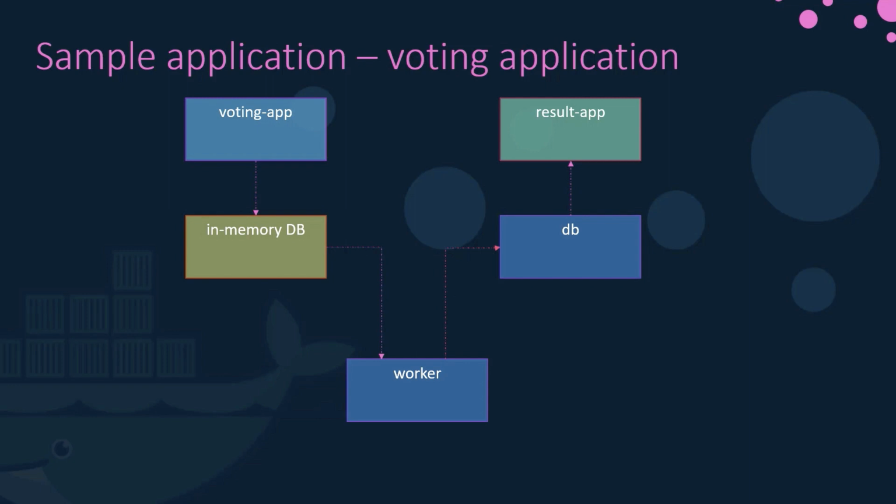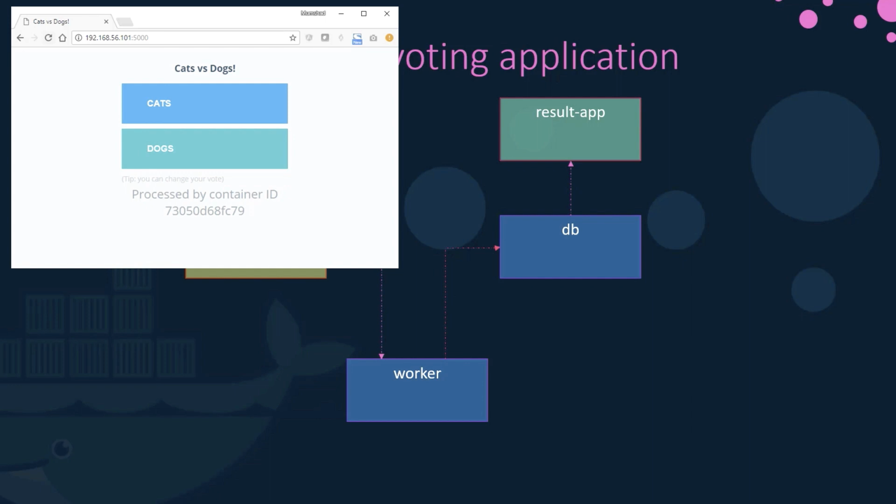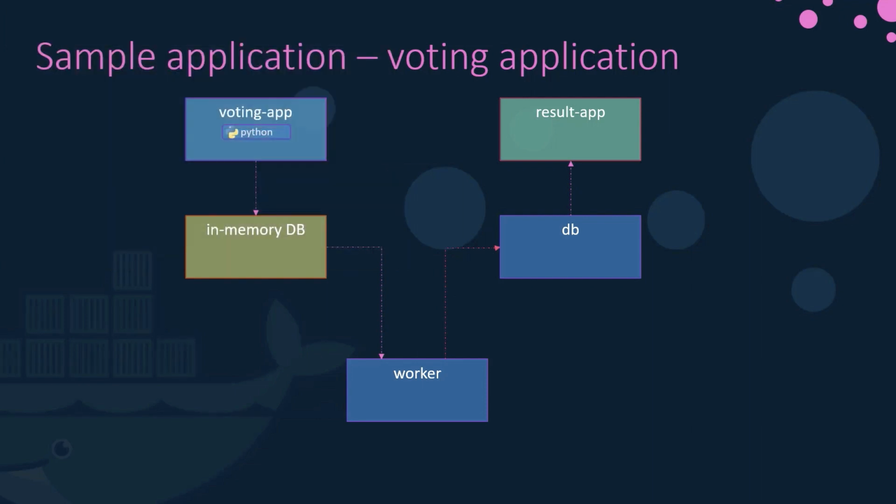This is a sample voting application which provides an interface for a user to vote and another interface to show the results. The application consists of various components such as the voting app, which is a web application developed in Python to provide the user with an interface to choose between two options, a cat and a dog. When you make a selection, the vote is stored in Redis. For those of you who are new to Redis, Redis in this case serves as a database in memory.